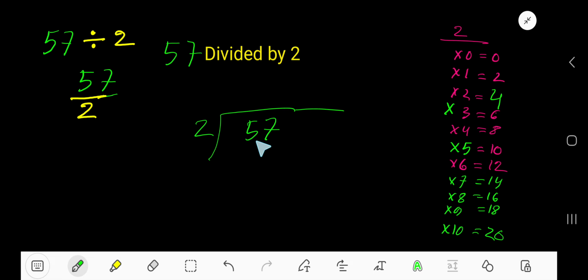That is, 2 goes into 5 how many times? Look, 2 times 3 is 6, which is greater. So 2 times 2 is 4. Take 2. 2 times 2 is 4. Subtract: 1.